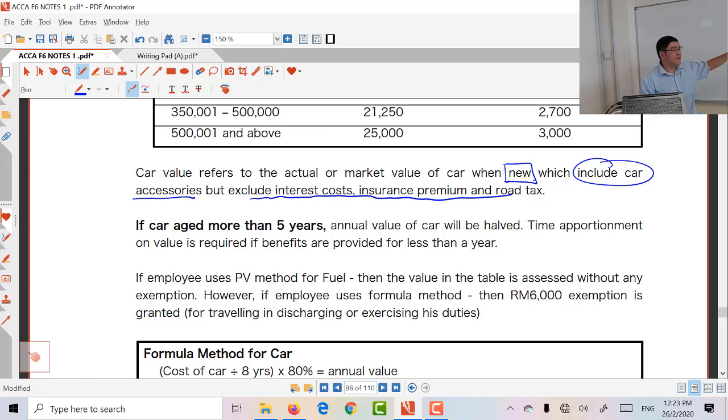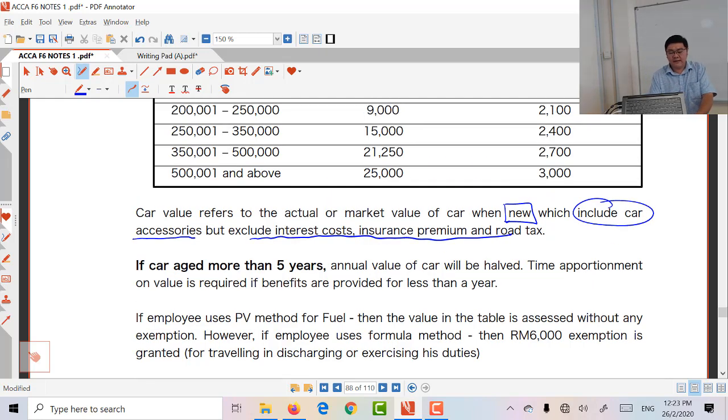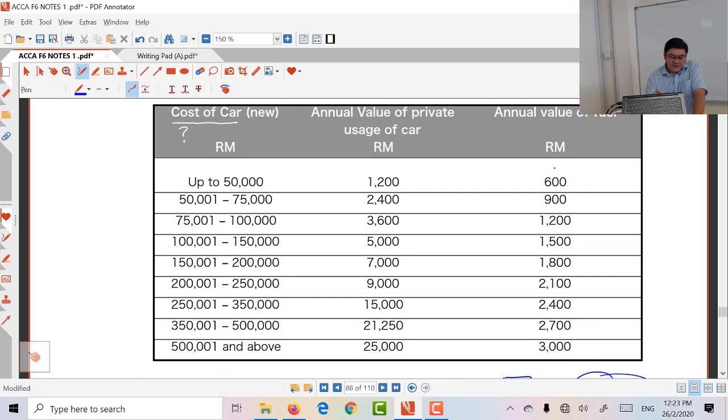But when we take the value, we only take the car and the accessory. We will not take insurance, road tax and interest. They are not added to the car. So what you do is you just read the value of the car when it's new, based on the range.